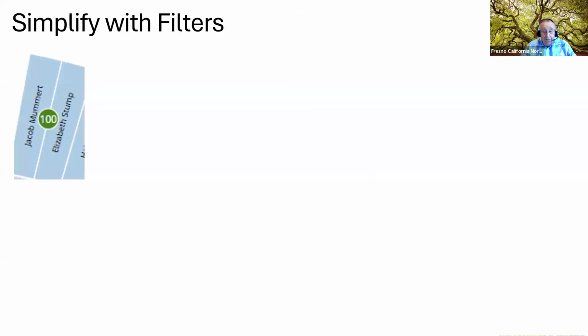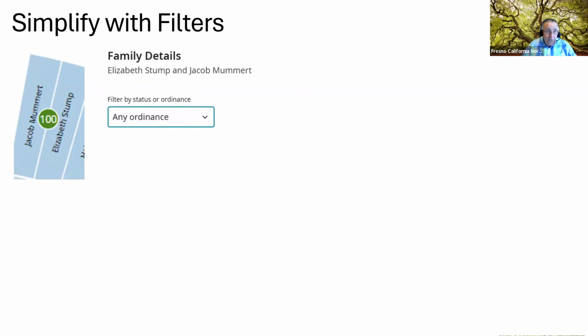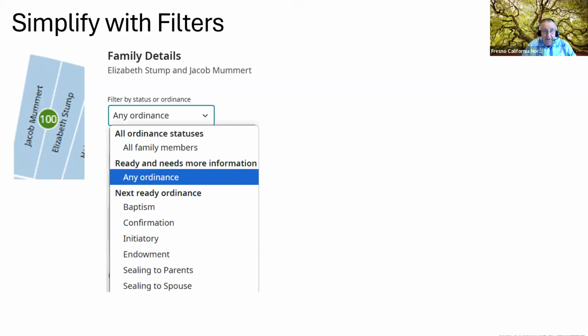Okay, so let's talk a little bit about those filters. I've shown you here where Jacob Mummert and Elizabeth Stump have at least 100 descendants, supposedly. So right now it's set for any ordinances. If I click on that, I get this drop down. It can be changed to all family members.